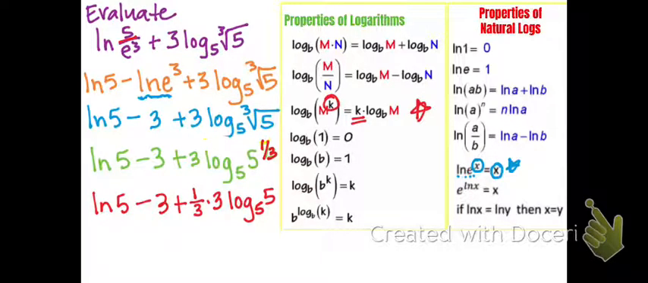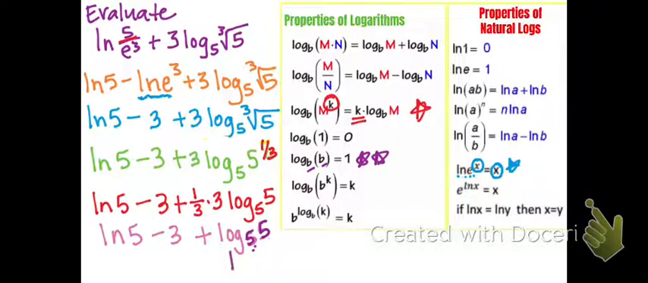Now 1/3 times 3 is the same as 1, so I'm just going to change that to a 1. Which actually you don't need the 1 there when it's a coefficient, so let's just erase that and write everything else the same. Now this here looks a little weird. We have the log base 5 of 5. So when the numbers are the same like this, we can use this property right here. That's the same as 1. So this is the natural log of 5 minus 3 plus 1.